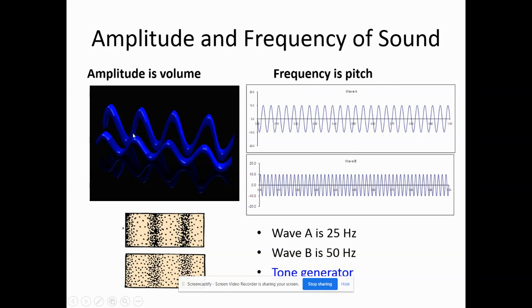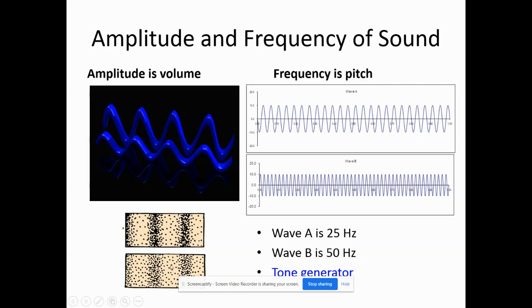Here we have two representations of sound waves. This is what's really happening with the air down here, but that's so hard to draw. So instead we draw these blue lines here where the compressions are represented by high pressure and the rarefactions are represented by low pressure. So high pressure, low pressure, high pressure, low pressure. And these two waves here are of different amplitudes. Different amplitude waves have different volumes.